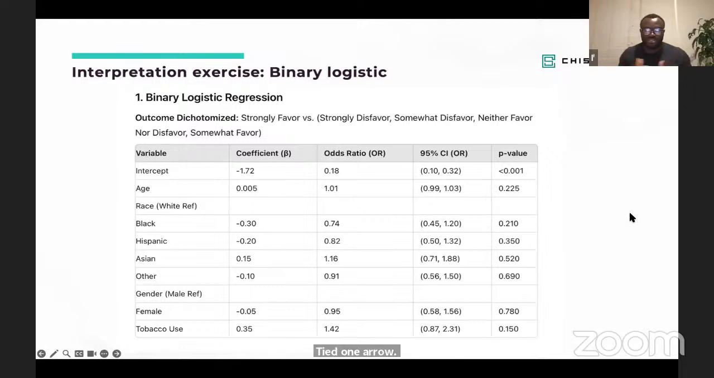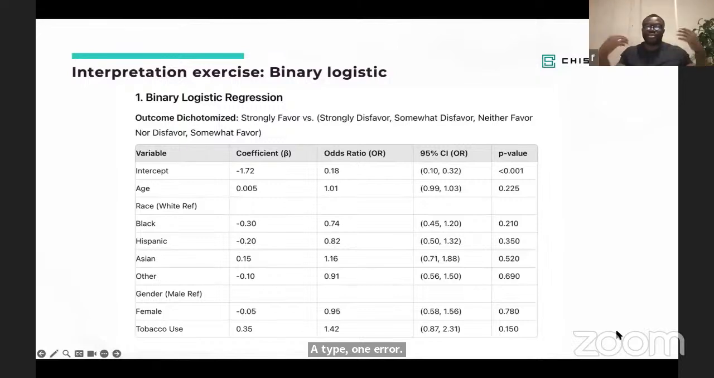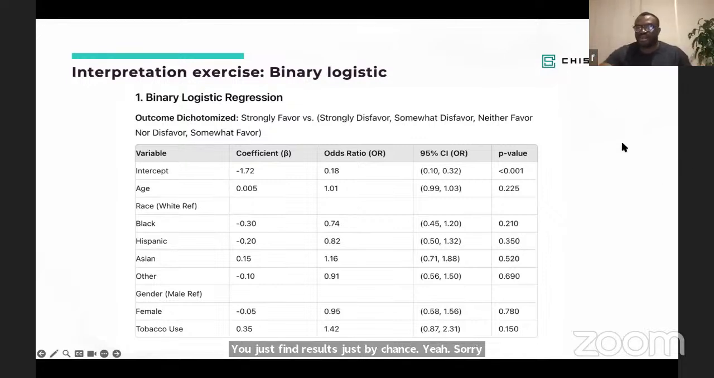Does anyone want to unmute? Let's see, who answered that correctly? Pastor George, you are absolutely correct. Do you care to explain to us why a 99% confidence interval would reduce the likelihood of a type 1 error? First of all, let's explain what the type 1 error is: you're on a fishing expedition, right? You just find results by chance. Yeah, sorry, hand. Mohammed, please go ahead.